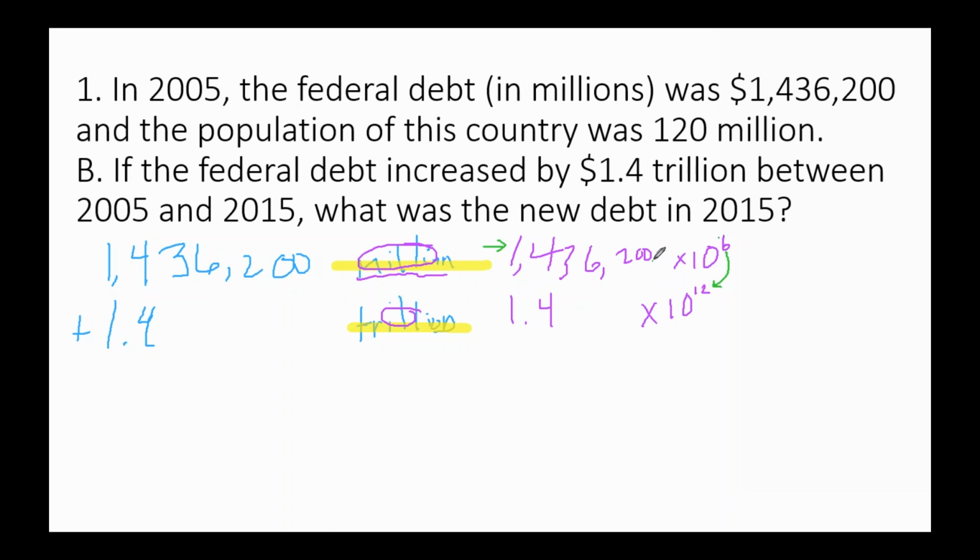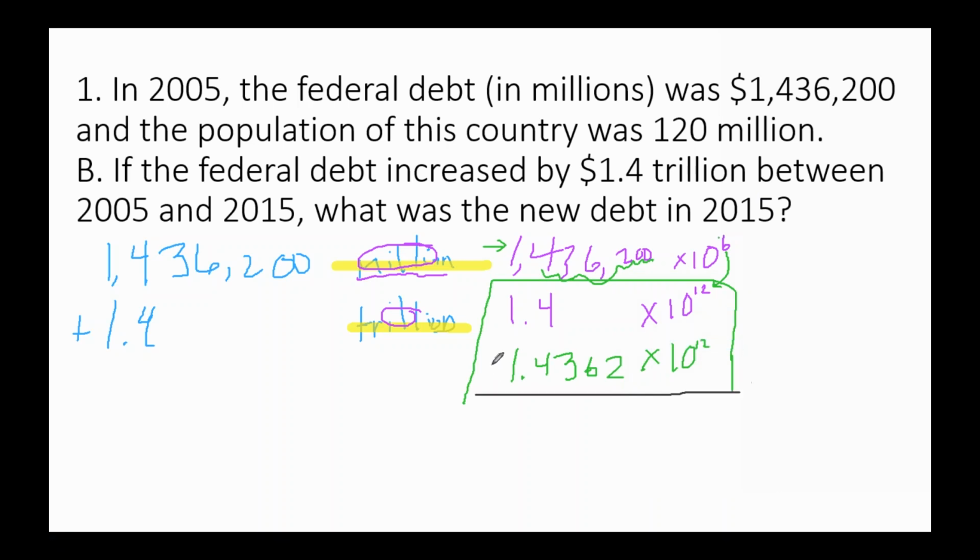So I want to take in this top one, if I move my decimal 6 places, 1, 2, 3, 4, 5, 6, now I have 1.4362 times 10 to the 12th. So this is kind of my new problem here, roped around in green. So if I would add these together now, 1.4 plus 1.4362 is 2.8362, and that's times 10 to the 12th. So the new debt would be 2.8362 times 10 to the 12th, which is trillion dollars.